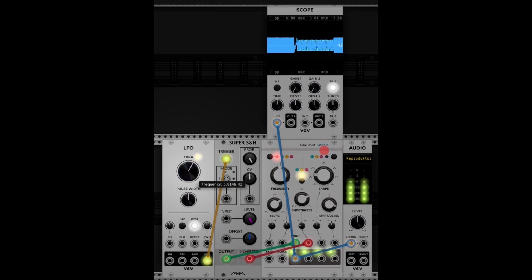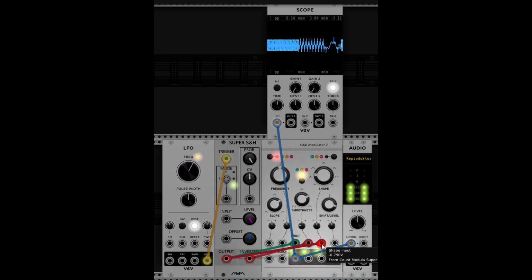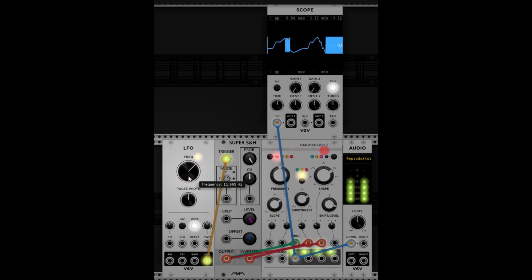Okay, and you see and hear that not only the pitch is changing, but also the timbre. Let me additionally modulate the shape. So we have even more different timbres. And in the other direction. And a little bit faster. All right, you've got it.